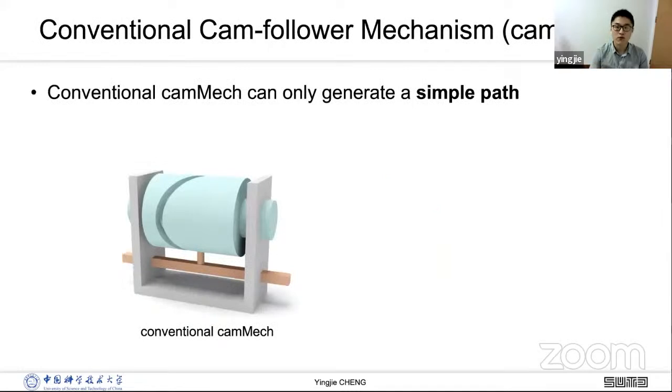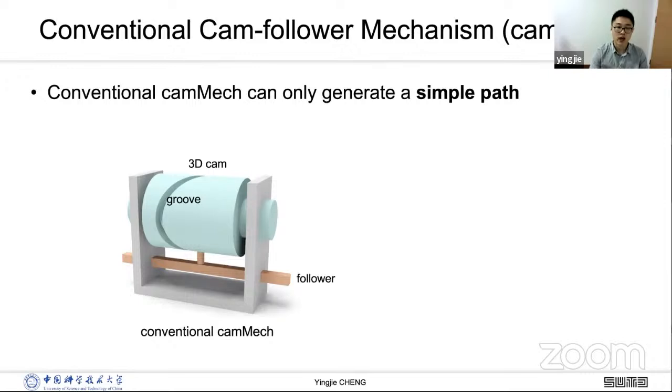We choose CamFollow mechanisms, abbreviated as CamMech, as building blocks to achieve our goal of exact path generation. Look at this commercial CamMech. The big gray part is the 3D cam, a cylinder with a groove on it, which can be driven by a motor. The follower is in orange.